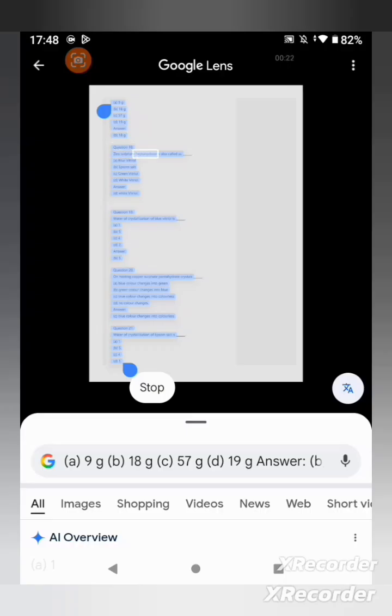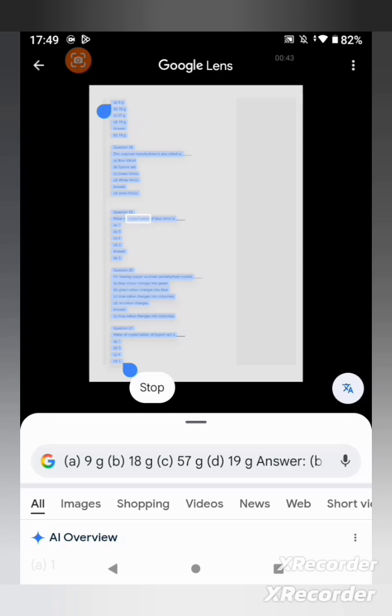Question 18. Zinc sulfate heptahydrate is also called A. Blue vitriol. B. Epsom salt. C. Green vitriol. D. White vitriol. Answer: D. White vitriol.